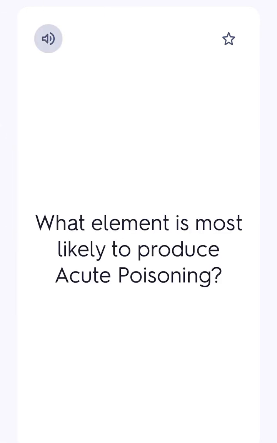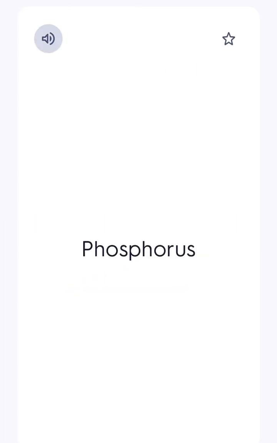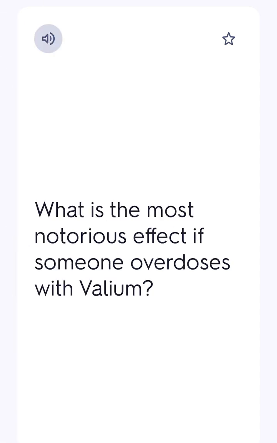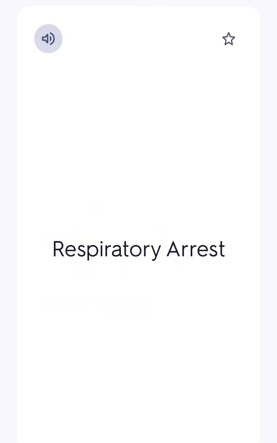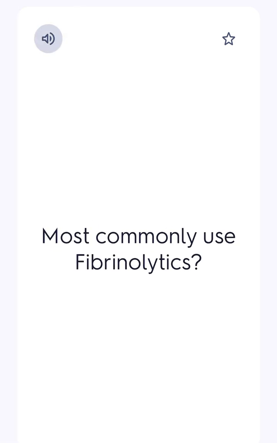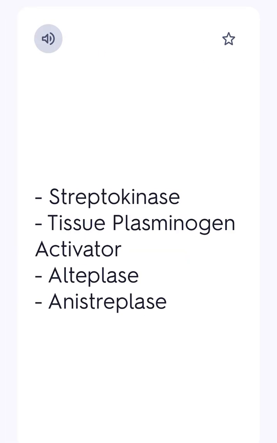What element is most likely to produce acute poisoning? Phosphorus. What is the most notorious effect if someone overdoses with Valium? Respiratory arrest. Most commonly used fibrinolytics? Streptokinase, tissue plasminogen activator, alteplase, anisplase.